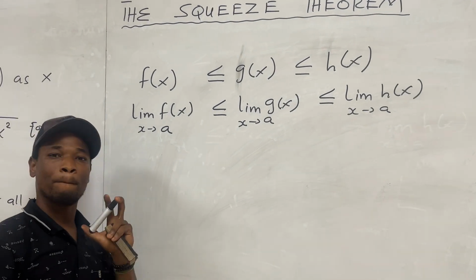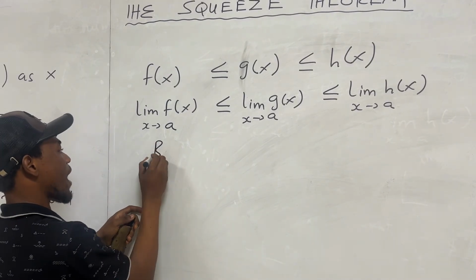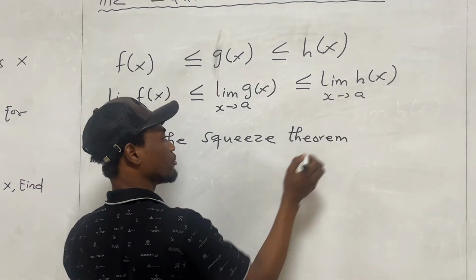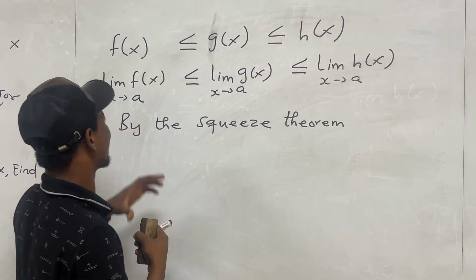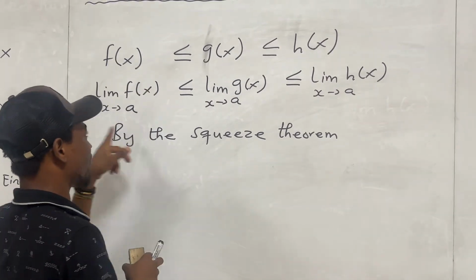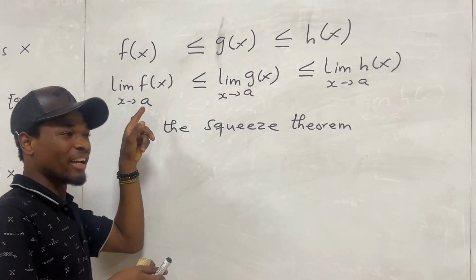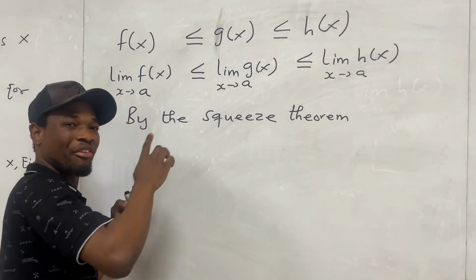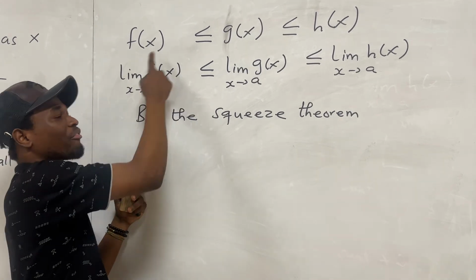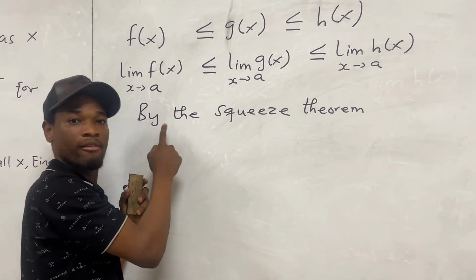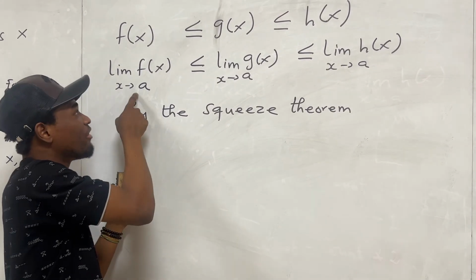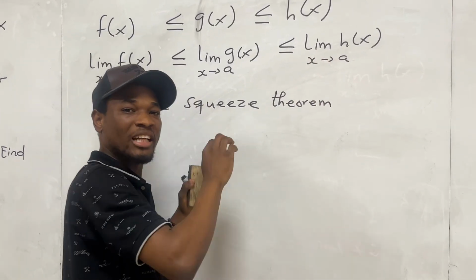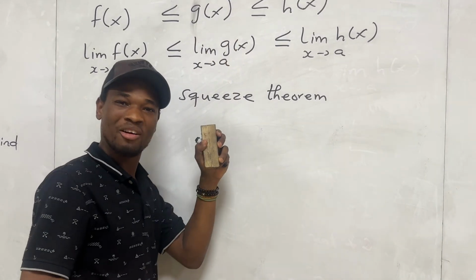Alright, good. Now, by the squeeze theorem, what I'm trying to say is, when you evaluate the limit of the very first function and it is equal to the limit of the very last function, so let's say when you evaluate the first function and you get L, assuming L is the answer, and when you also evaluate the last function and you also get L, once they are the same, that value L is equal to the limit of the middle function.